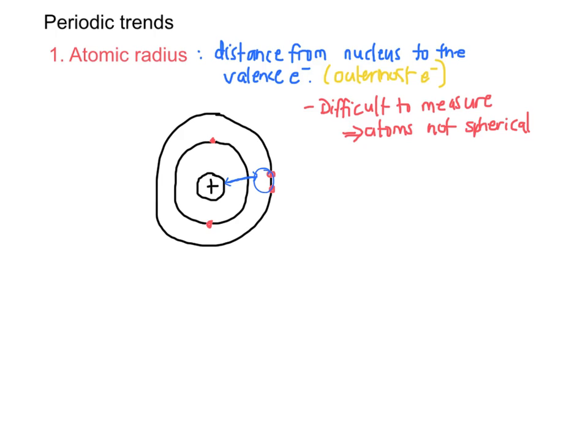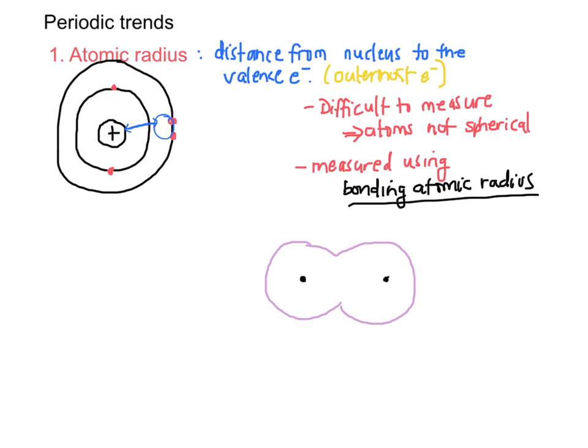So to measure atomic radius, you do it like this. You take two atoms and you bond them together. For example, you might take two hydrogens and bond them to each other. Then you measure the distance between the two nuclei, and to get the bonding atomic radius, you take the distance and divide it by 2. So that's how we actually get an atomic radius.